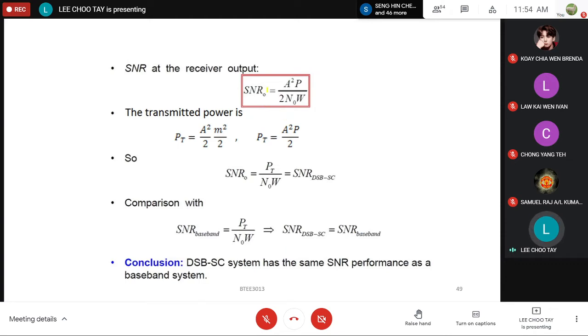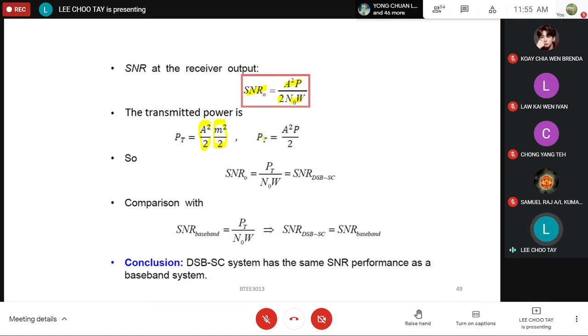So now, collecting the terms to get the expression for our signal to noise ratio. Power of the signal at the receiver is A square P over 2, and power of the noise is N naught W. Again, I need to express in terms of transmitted power just to be fair for comparison. So transmitted power is basically A square over 2, the power of the carrier, and A square m square over 4, the power of the message. If you want to know where this comes from, refer to the double sideband suppressed carrier slides, and from there you can compute the power.